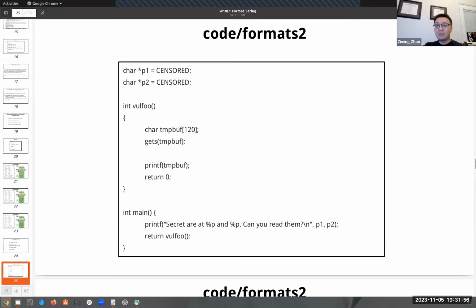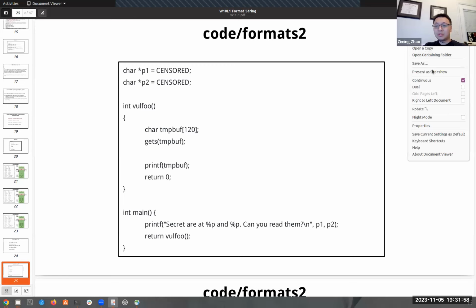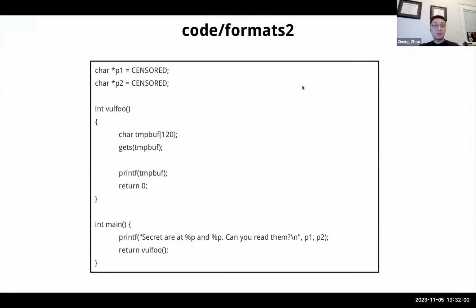In the second example, we are going to use this format string vulnerability to read something. We're trying to read something in the memory. In the source code here, I'm not showing you what the secrets are, but I'm telling you that there are 2 secrets. They are strings, and they are at 2 locations. We call them P1 and P2.